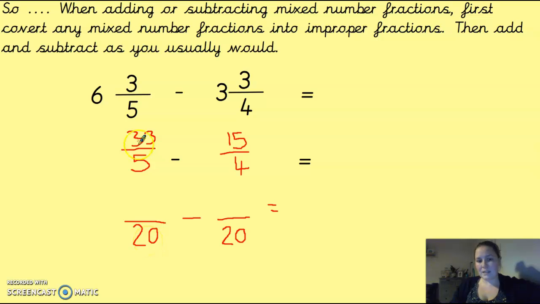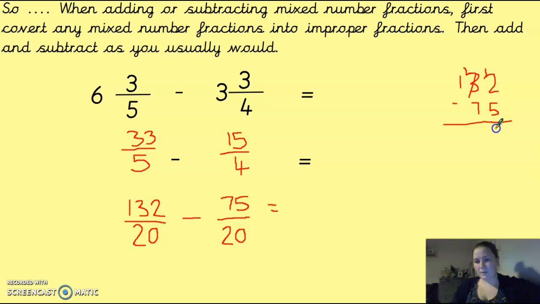5 times 4 is 20, so I'm going to have to multiply 33 by 4, which will be 132. Numbers are getting quite big, so it is a little bit trickier. 4 times 5 is 20, so I'm going to have to multiply 15 by 5. I know that's 75. And then I'm going to have to do 132 take away 75. I can do that in a column subtraction if I want to.